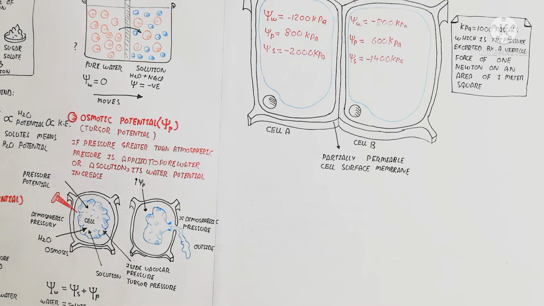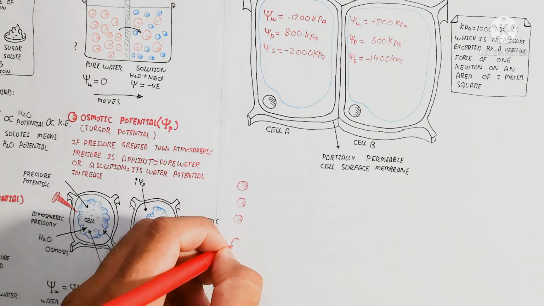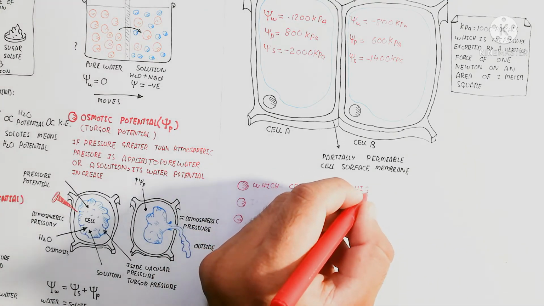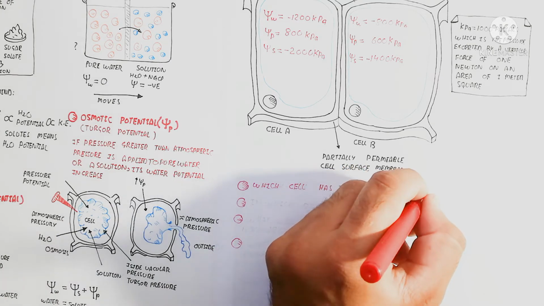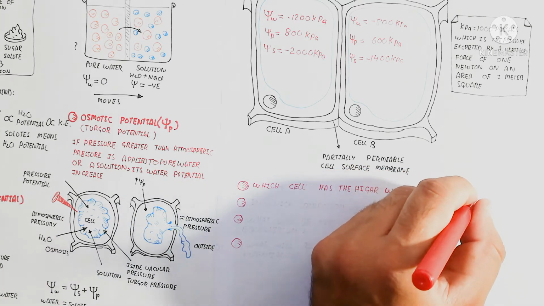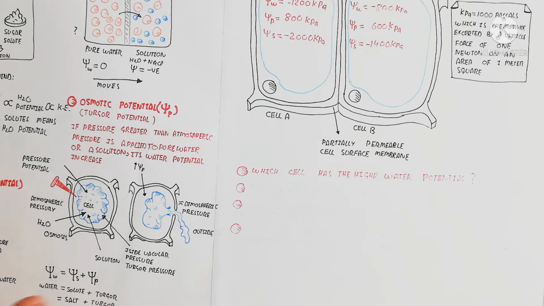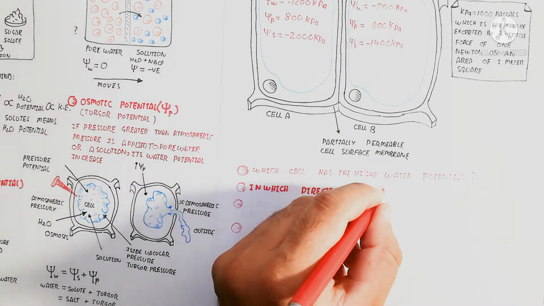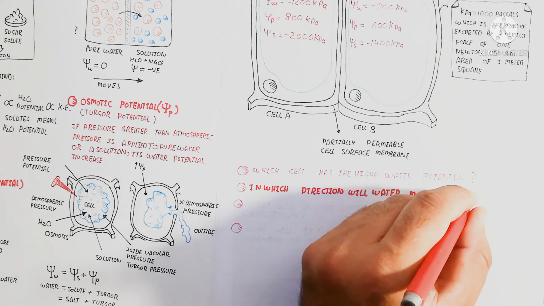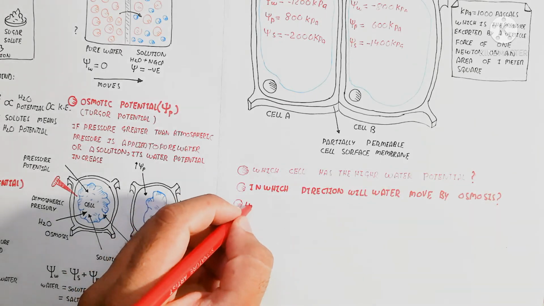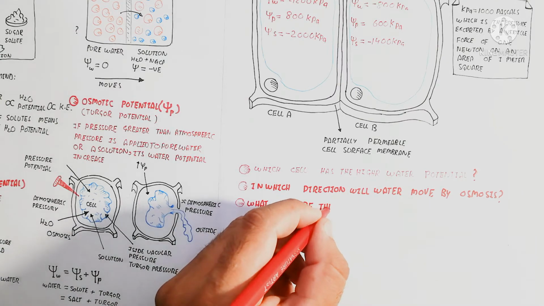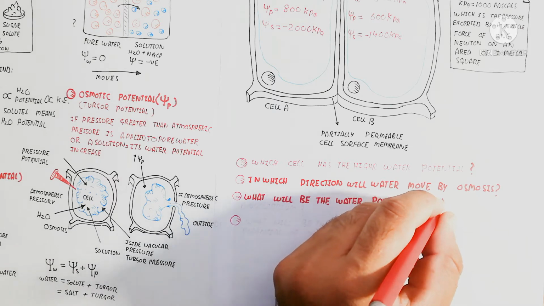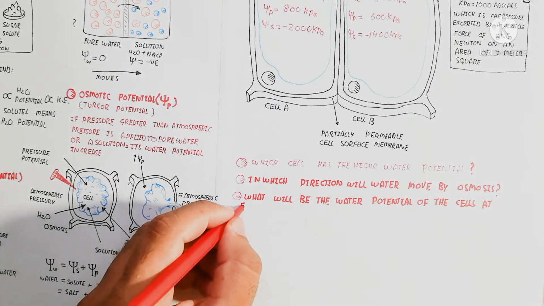Let's begin to understand. I am giving the question for you to solve by yourself, and at last I will give the answer and explain the concept. Which cell has the higher water potential? What does that mean? In which direction will water move by osmosis? What will be the water potential of the cell at equilibrium? What will be the solute potential and pressure potential of the cell at equilibrium?